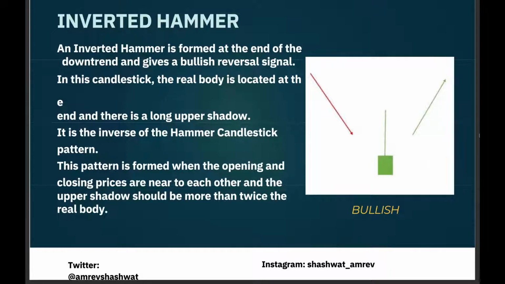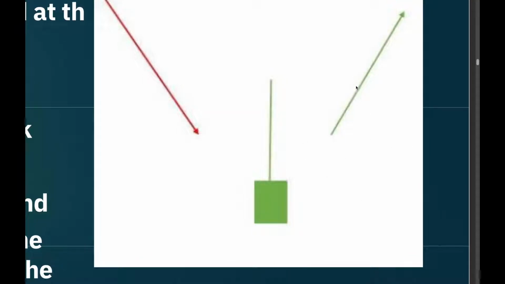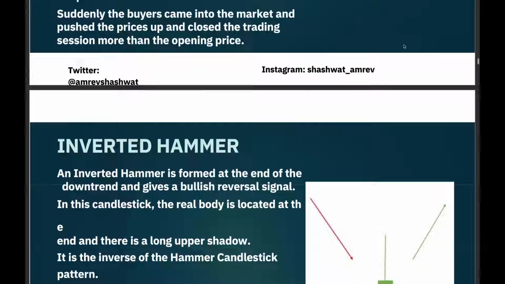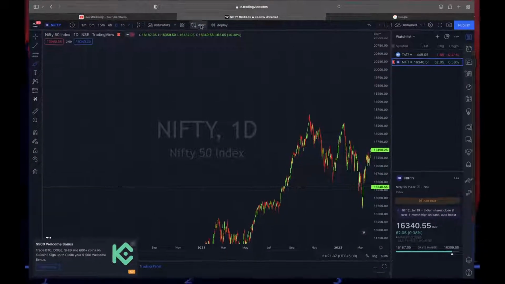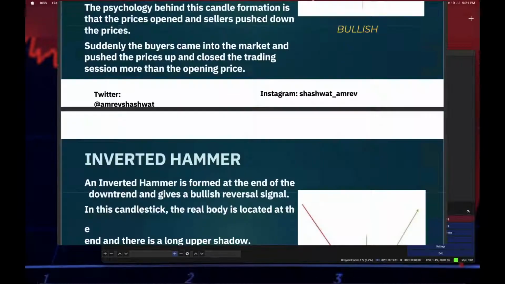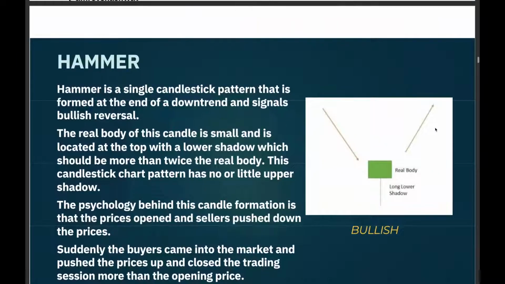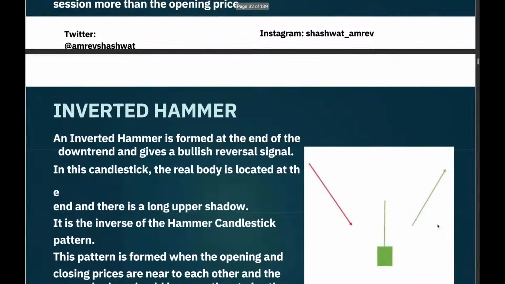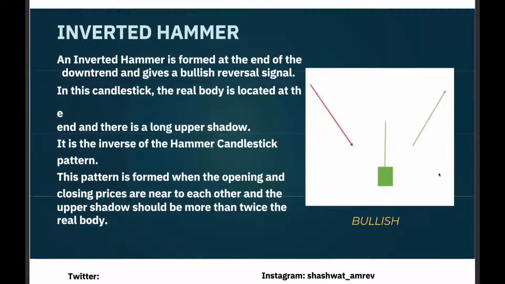So for example, a downtrend is there and this candlestick is formed. This will give you a reversal, and the price will just go up. So remember this, you have to start learning this by heart, and the more you practice, the clearer it becomes to you. So hammer gives you a bullish move, inverted hammer gives you a bullish move.